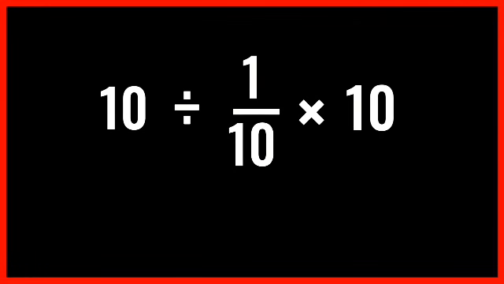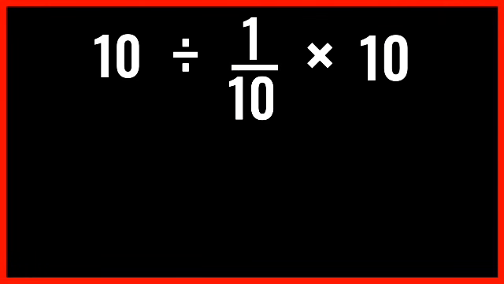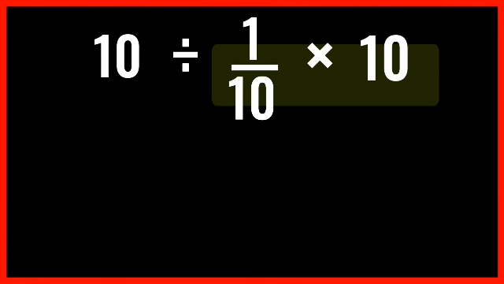Take a look at this equation. 10 divided by 1/10 times 10. Let's solve this step by step. First, look at the right side. 1/10 times 10. Since 1/10 of 10 is 1, the middle part simplifies cleanly to 1.